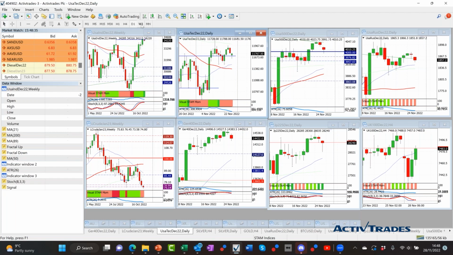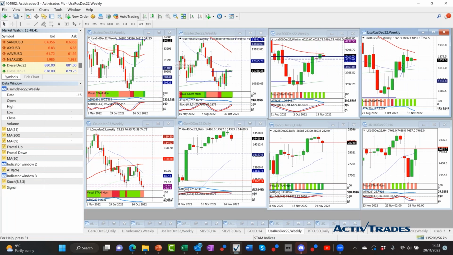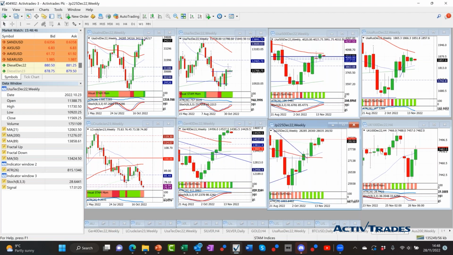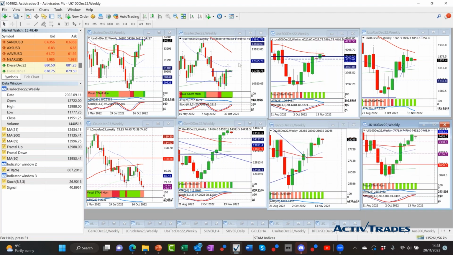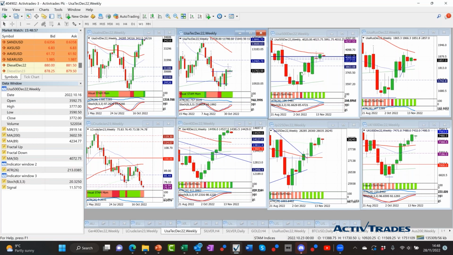I was talking about this a little bit earlier today to some of my own clients. Let's just put this all on weekly so we can quickly move between them. What I've got here across this top tray is the Dow weekly, this is the Nasdaq weekly, this is the S&P 500 weekly, and this is the Russell 2000 weekly. So the four major US indices.